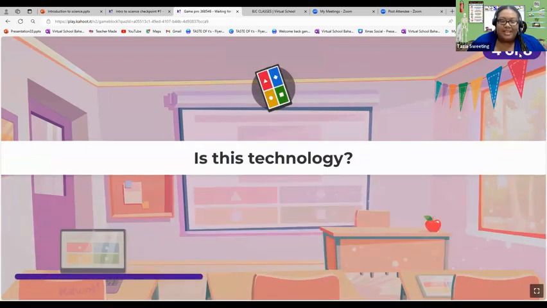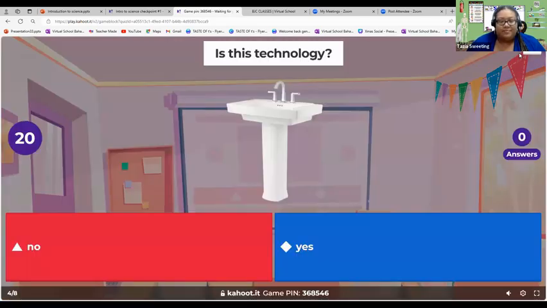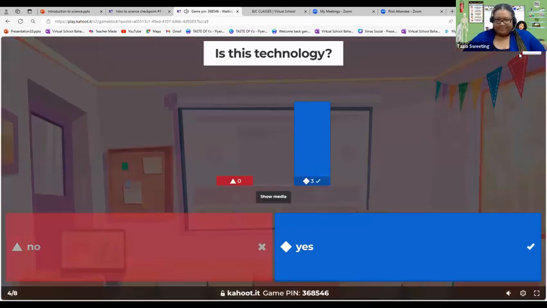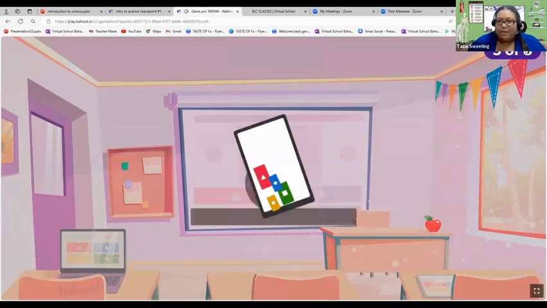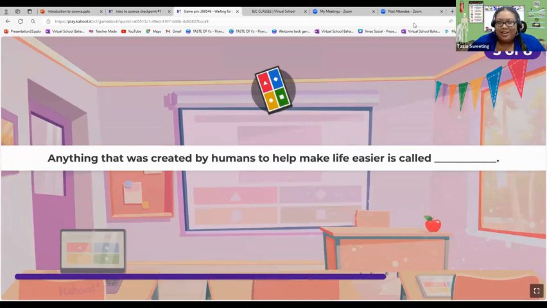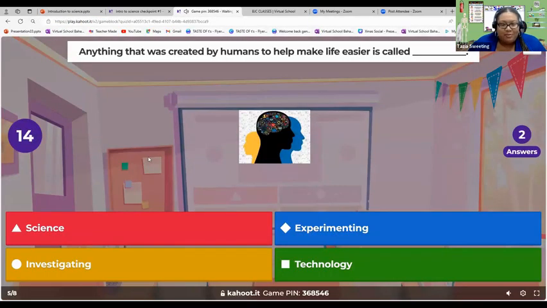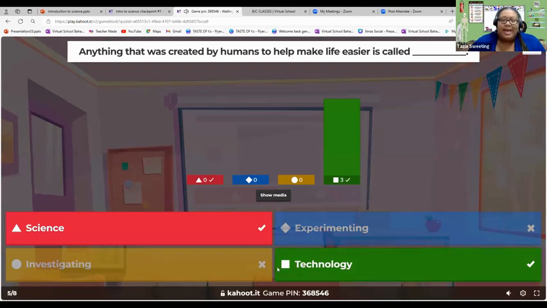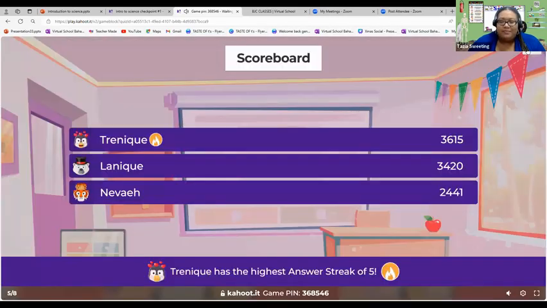Number 4, is this technology? Yes or no? Everybody got that one right as well. A sink is technology. It helps us to bring water into our homes. It was definitely created by man, and so it is technology. Number 5, anything that was created by humans to help make life easier is called what? Technology. Very good.